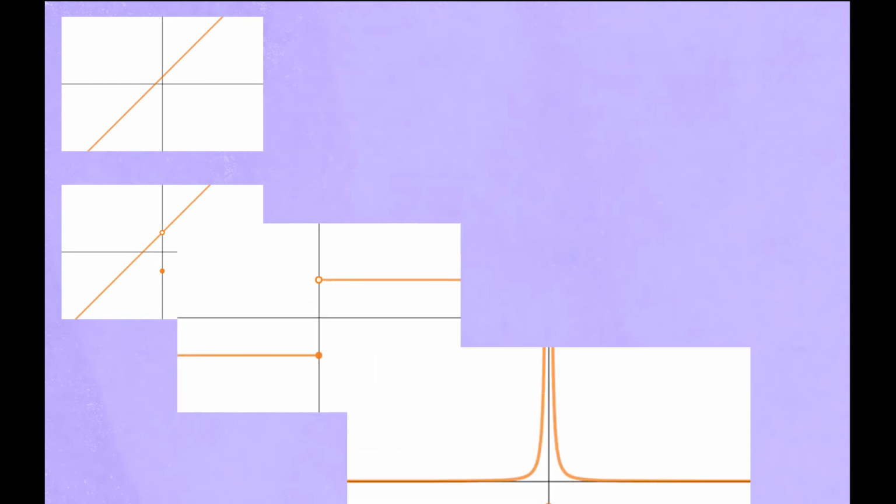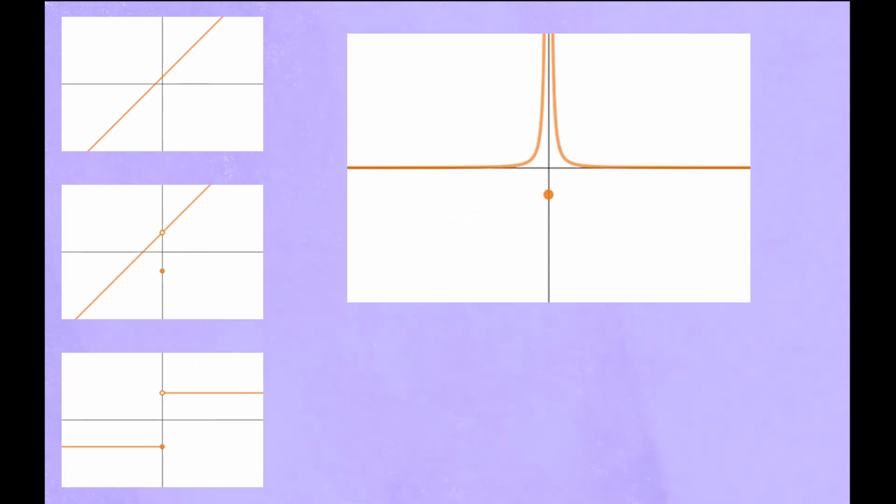If the limit of a function fails to exist because the left and the right limits both exist but are not equal, then we call it a jump discontinuity. The fourth example has a vertical asymptote at x equals 0. Therefore, the limit does not exist there, so the function fails requirement 1 of being continuous. If a function has a discontinuity because it has an asymptote, then we call it an infinite discontinuity.